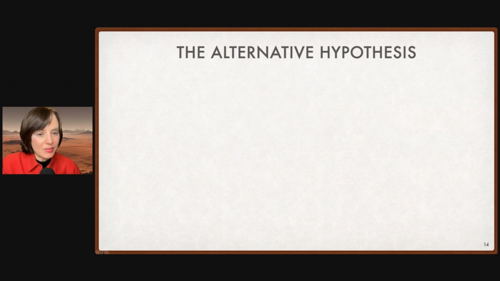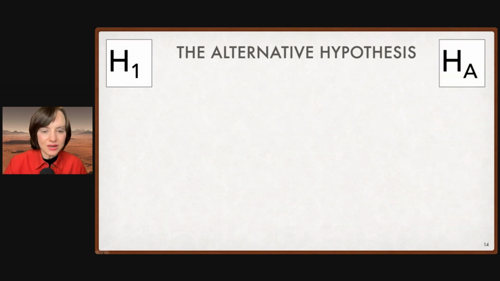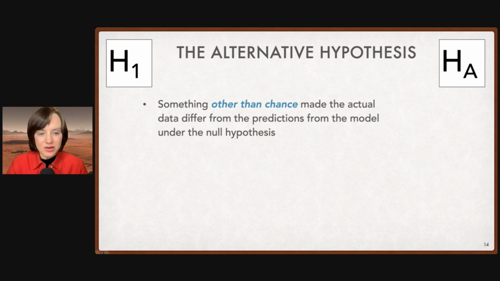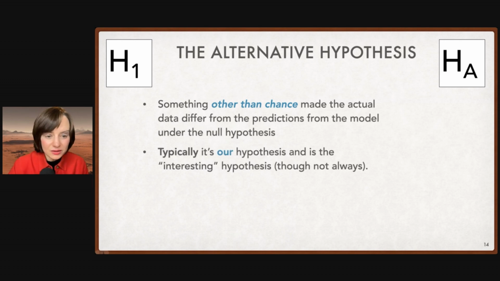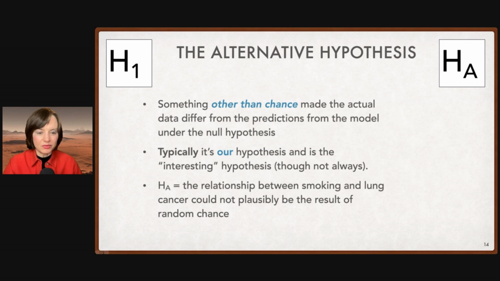The alternative hypothesis is the hypothesis that's interesting. If I'm doing a research study with some data, I am going to form an alternative hypothesis. You'll see it written as H1 or HA. This means that I think something other than chance made the actual data differ from the predictions under the null. It's our hypothesis. It's the interesting hypothesis. Not always, but it's the one where something's going on. It's the interesting version of the world, right? My alternative hypothesis might be there is a relationship between smoking and lung cancer, or more specifically, it could not plausibly be the result of random chance.